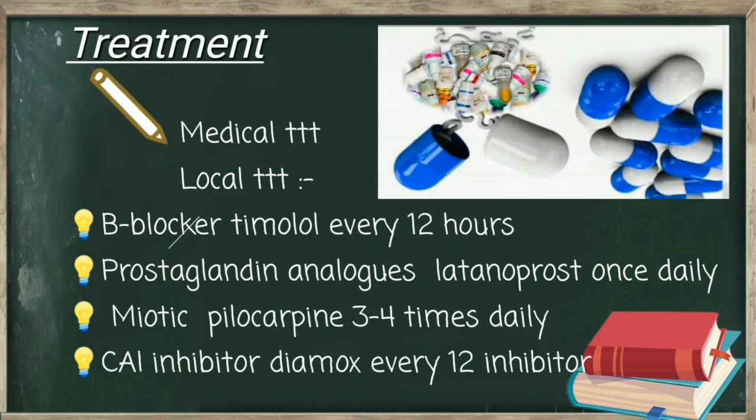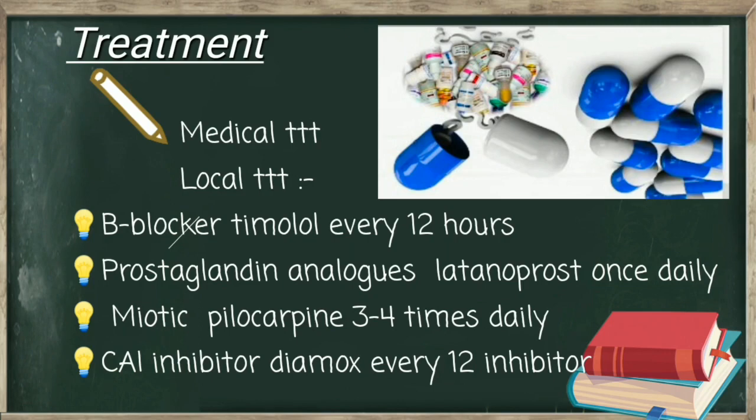Ultimately, this will cause night blindness in the patient. The third group of drugs are prostaglandin analogs, such as latanoprost, used once daily. Prostaglandin analogs act by increasing outflow through the accessory pathway, which is the uveoscleral pathway, but they are contraindicated in pregnant women or women who wish to become pregnant.